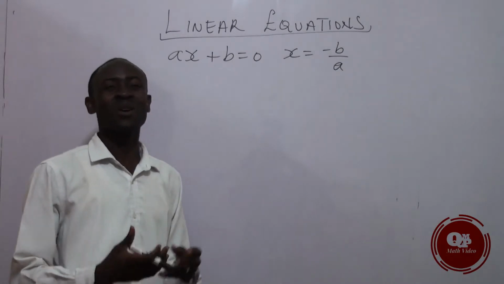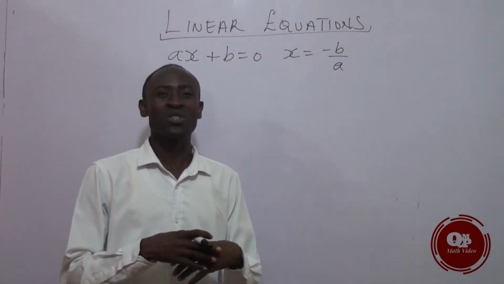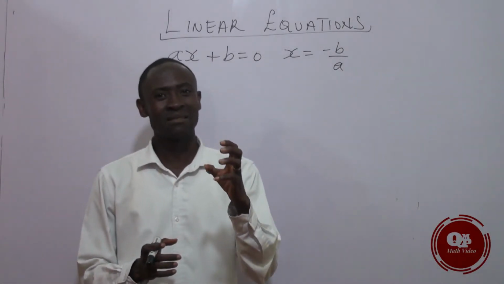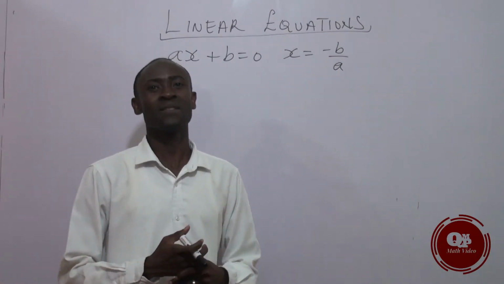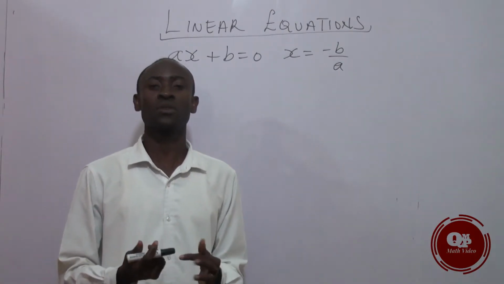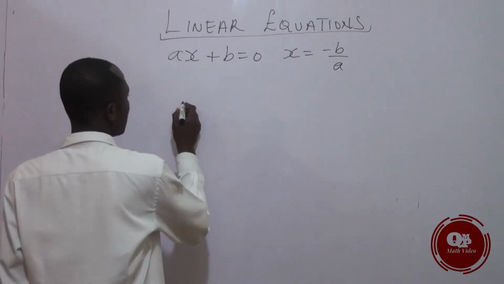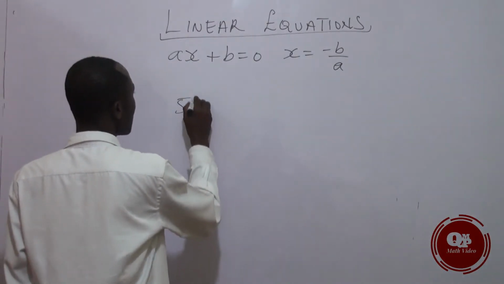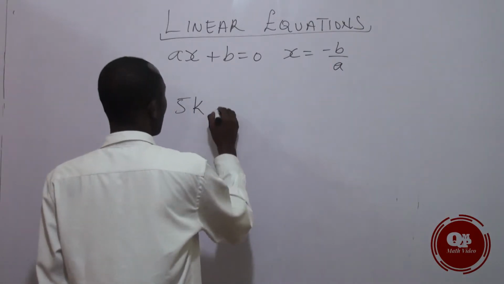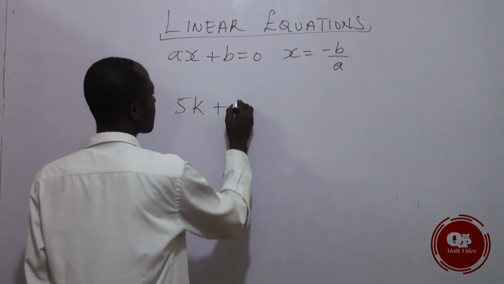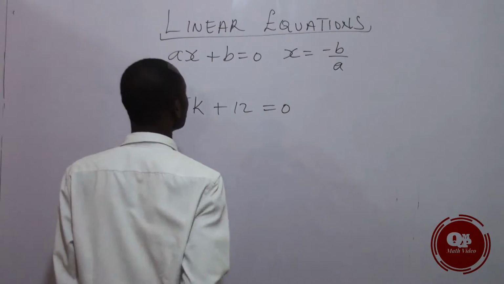It isn't at all times that our solution is going to be just a number. Sometimes we can have the solutions to be in the forms of what? Fractions. So this is an example. We have 5k plus 12 is equal to 0.